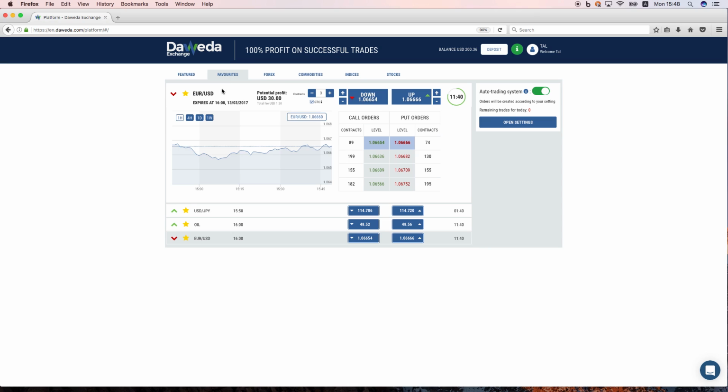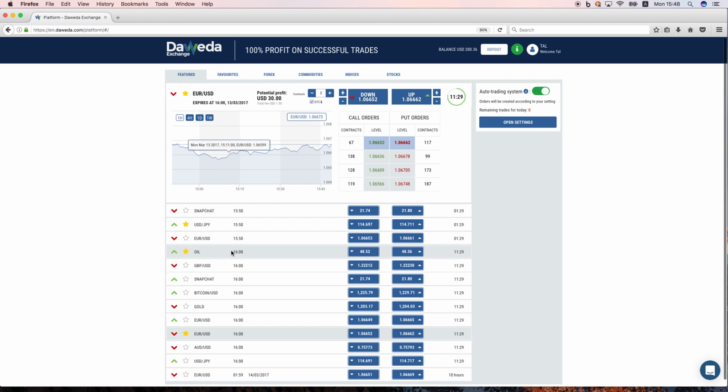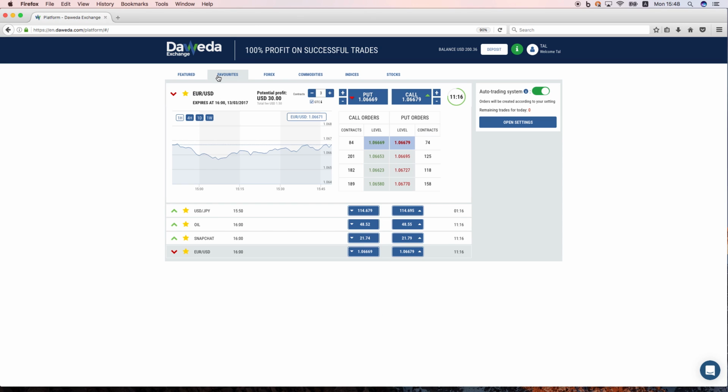So favorites. You see favorites, I've got 3 in my favorites: US dollar, Japanese yen, oil, and Euro US dollar. How do I add more? I go back to the featured list or any of the other lists, Forex, Commodities, whatever you want, and they have a star next to it. Let's say I want to add Snapchat. I just make that star yellow. I'll go back to favorites now, and as you see, Snapchat is added.